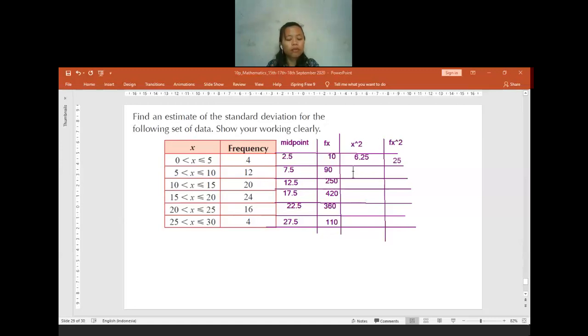Find the x first. Okay, find the x square first. Okay then. So now we have 7.5 squared. How many will it be? 56.25, correct. And then now we have 12.5 squared. How many will it be? 156.25. And then continue. 17.5 squared. 306.25.